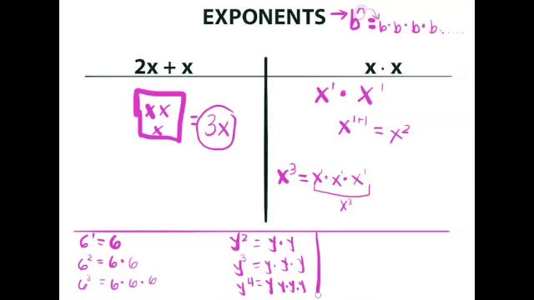Remember, anything to the 1 is itself. But we have a special rule that if we have something to the 0, like 6 to the 0, it's always 1. So anything to the 0 always gives you 1. The only exception is when you have 0 to the 0, which doesn't exist. And then if you have anything to the 1, it's itself.